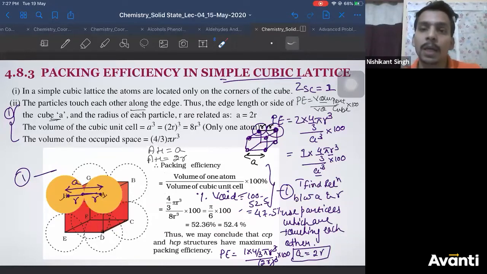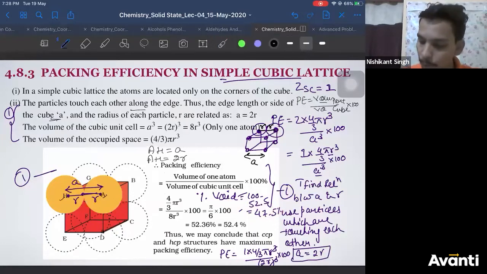What does it mean? It means that out of total volume, 52.4% is occupied by particles. What volume is not occupied by particles? 47.6%. And the volume not occupied by particles is also called void. So what is the void percentage in this? 47.6. And the volume occupied by particles is 52.4.